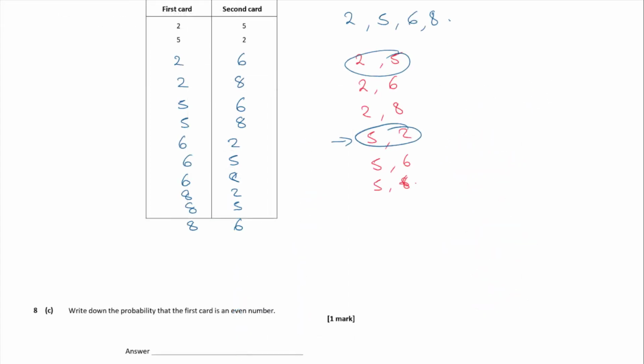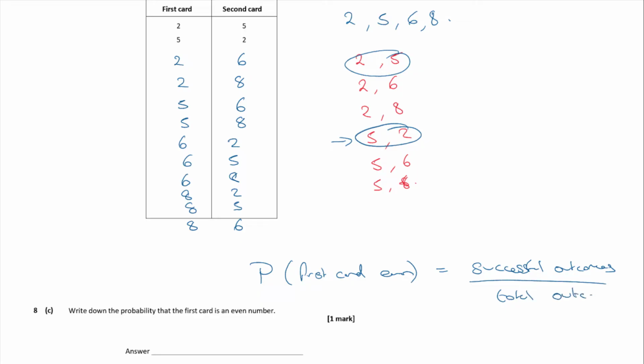Question 8c, write down the probability that the first card is an even number. Now, probability is defined to be successful outcomes divided by total outcomes. Now we saw from the table earlier there are 12 distinct outcomes, aren't there? I went through and counted them a minute ago. So that goes on the bottom, that's my total outcomes.